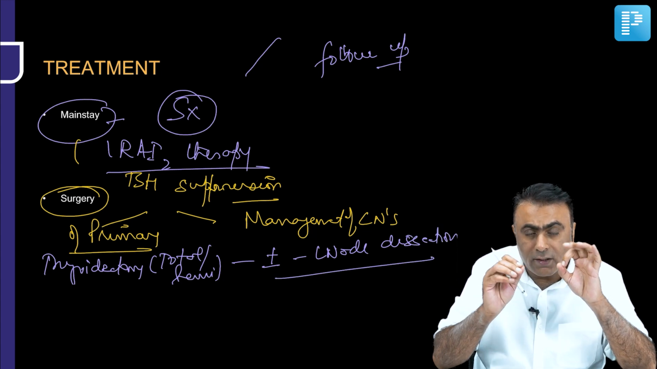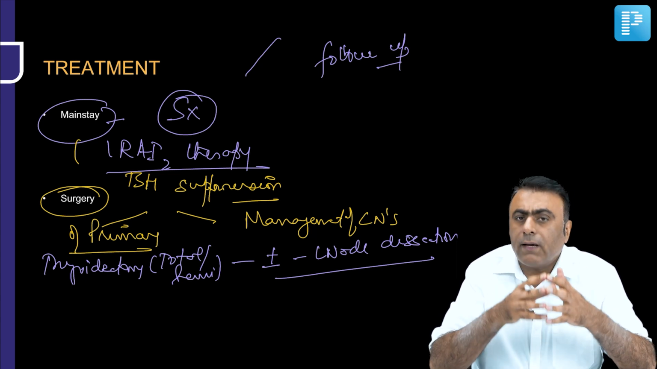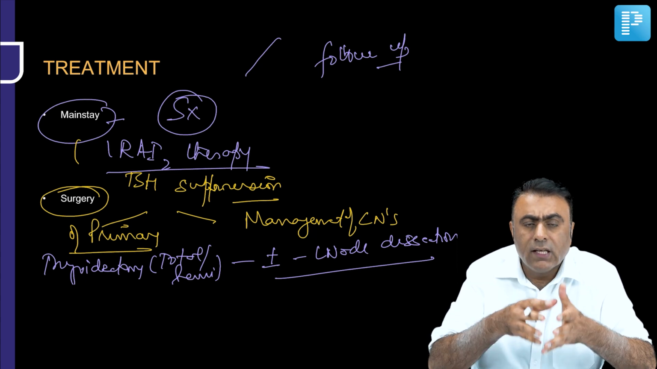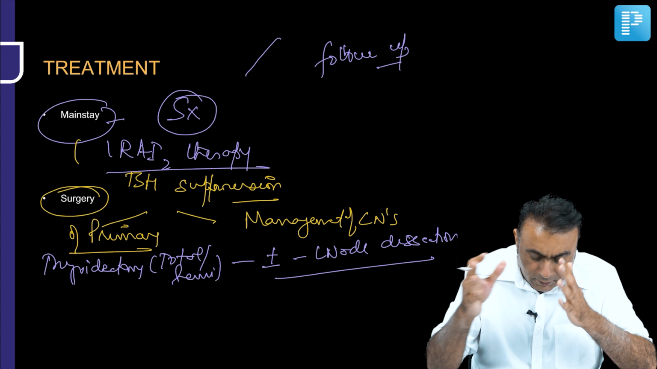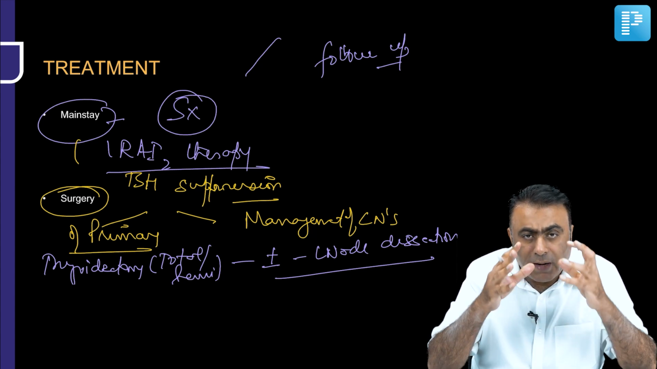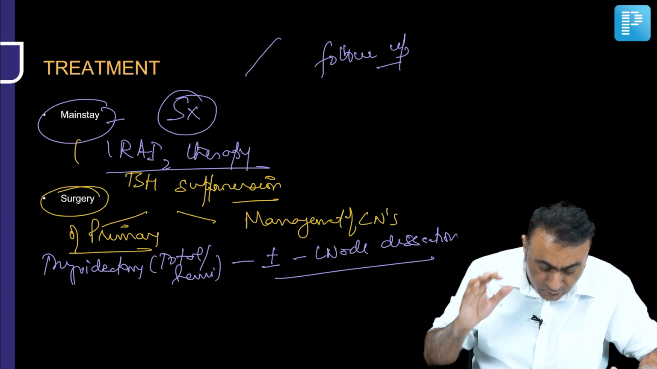So what is important is that every patient doesn't require lymph node dissection. Some patients require it, some may not, and we'll see that again in detail: in which patients we have to go for lymph node dissection and what type. First, let's talk about the treatment of the primary, the thyroidectomy, and then we'll go to the management of the lymph nodes.